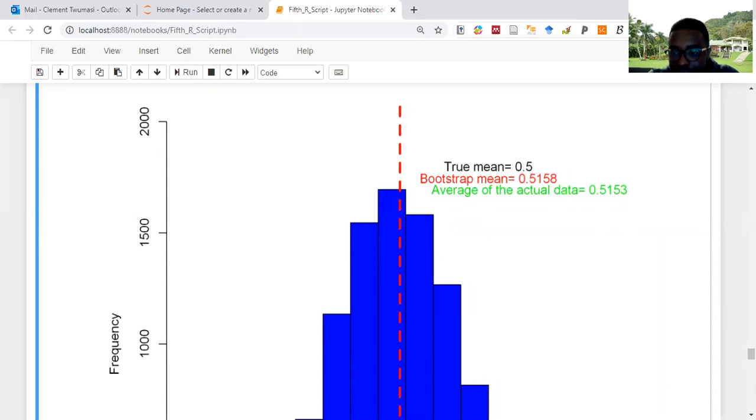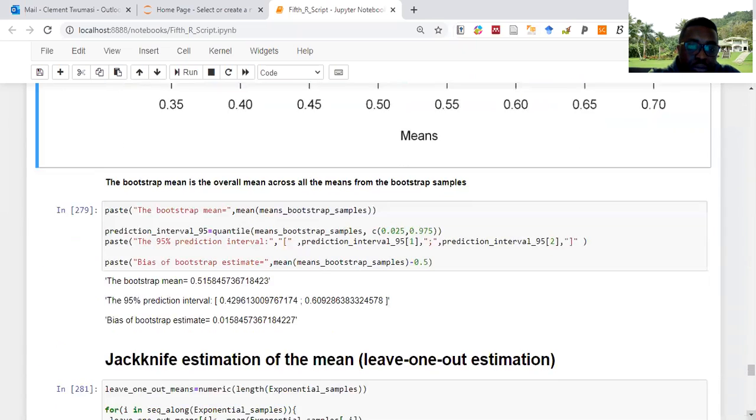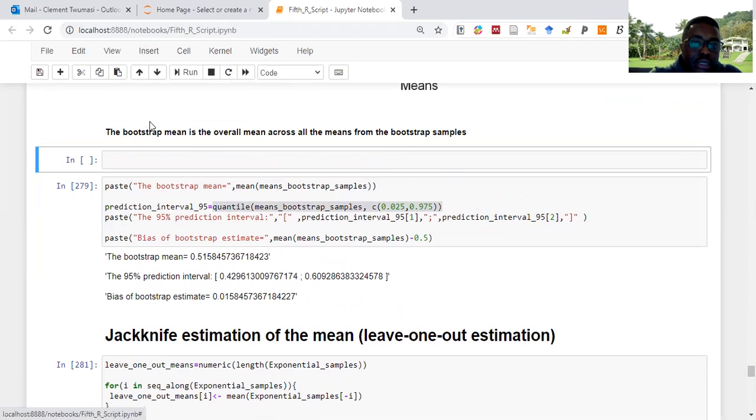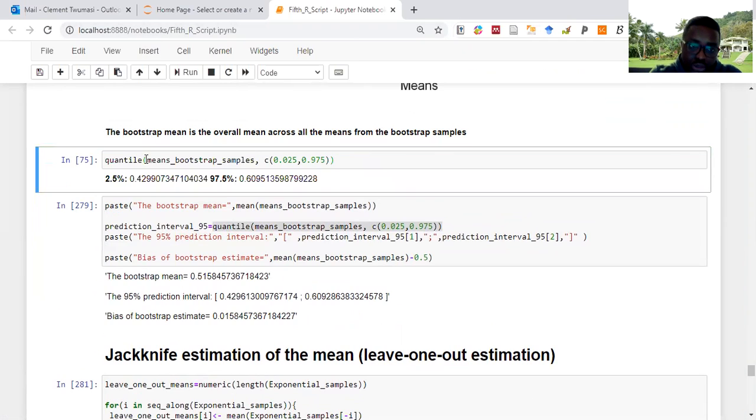Okay, now let's come down. So if you come down, I wrote this code. First of all, the first one is the bootstrap mean. Okay, that's the first line. And the prediction interval is just trying to find the 95th quantiles. So if I just copy this one and run it, this is what we mean by the 95th quantile, and I treated this in the previous videos.